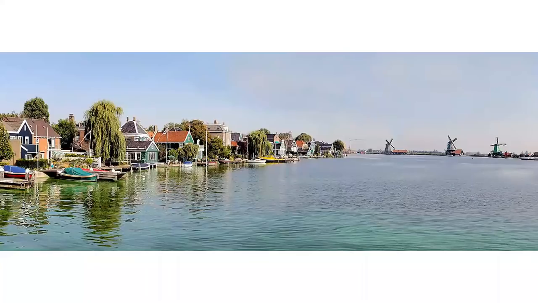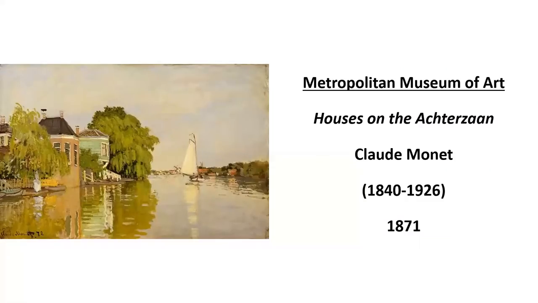Now, this is a view of modern day Netherlands, if you recognize the windmills on the right side of the picture. Why am I showing you this all of a sudden? Well, because Monet visits the Netherlands in 1871 and spends time there painting some of the scenery. He spends several weeks there going around depicting different things.